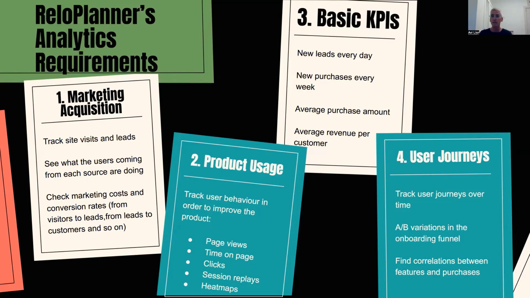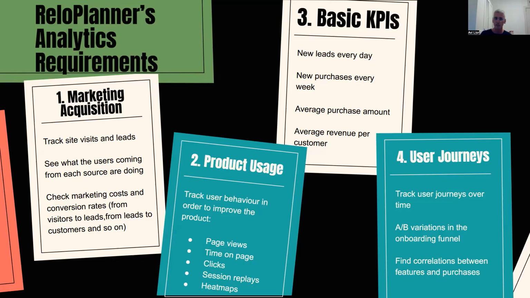Number 3 is basic KPIs. Sorry for this term, key performance indicators. So the basic KPIs are pretty obvious. How many new leads did we get today? How many new purchases? What is the average purchase amount? The numbers that show us that the product is growing and that everything seems to be okay. And if it's not, to check why.